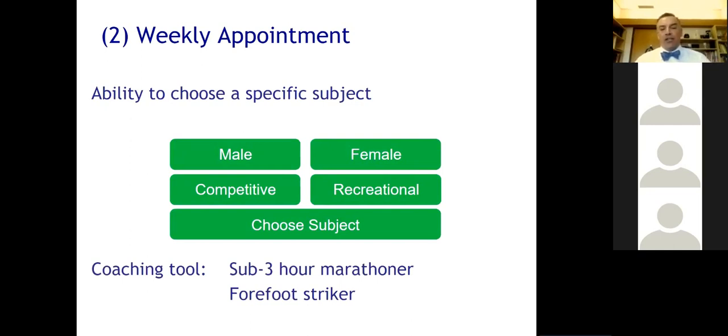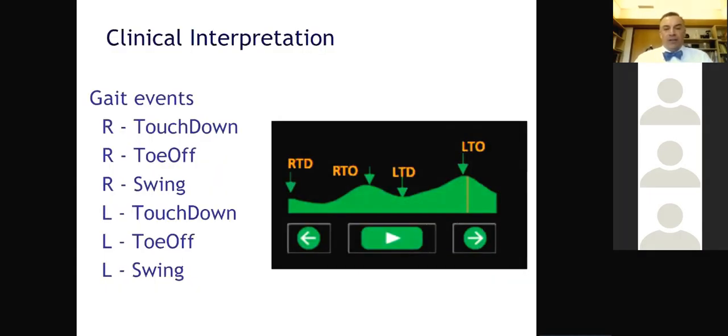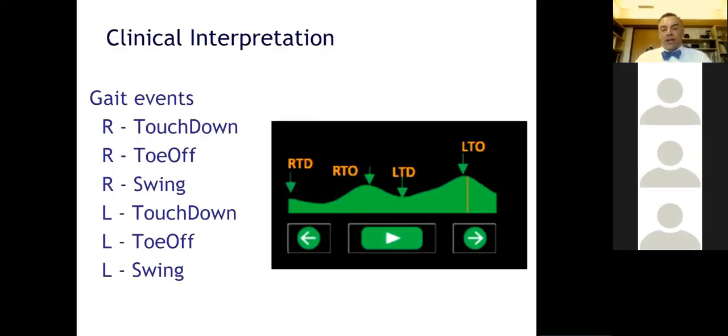So again, this is the workspace. We're going to talk about 3D variance here just a little bit more. Certainly it gives metrics on stride length, stride rate, run speed. But 3D variance is really where it helps shine a light on what is going on with your patient. So for the clinical interpretation, we collect 30 seconds' worth of data, and then we normalize that and average it out.